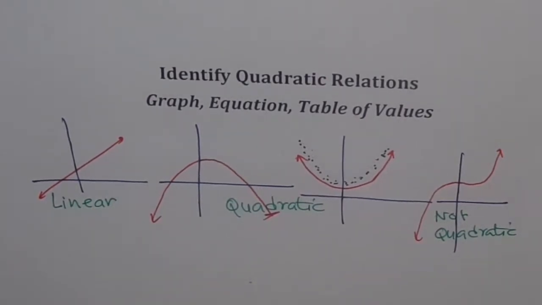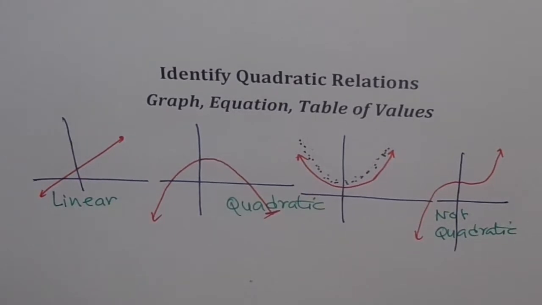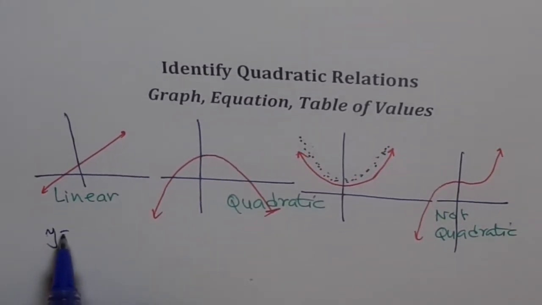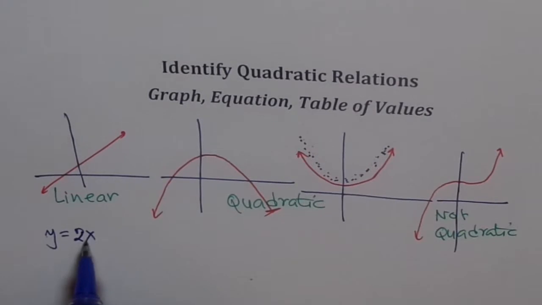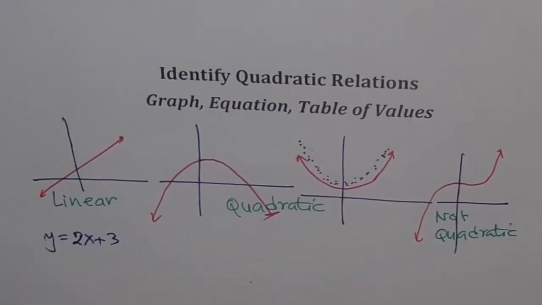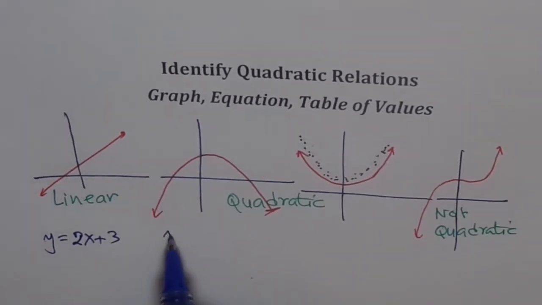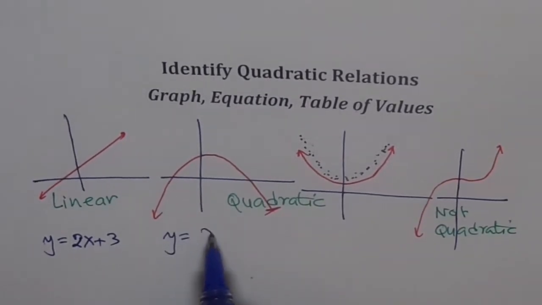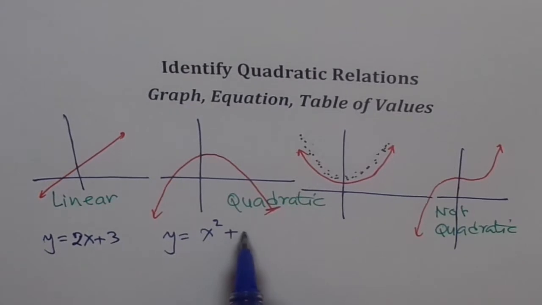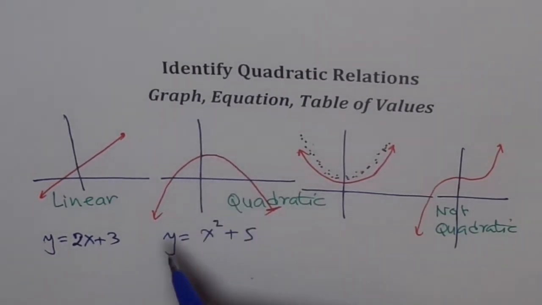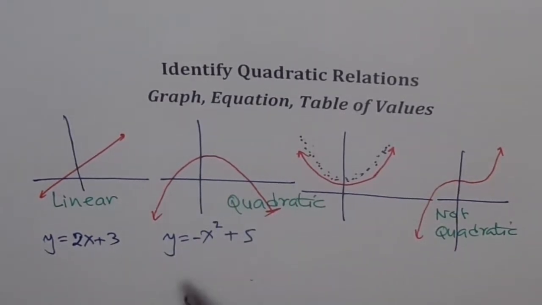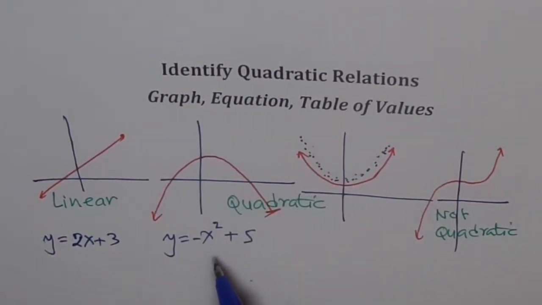Other way of representing quadratic relation is equation. Let's say we have an equation y equals 2x plus 3. Now in that case, we know it's a linear line. And if we have something like y equals x squared plus 5, this seems to be an equation of a quadratic relation, and this undoubtedly is a quadratic relation, okay?